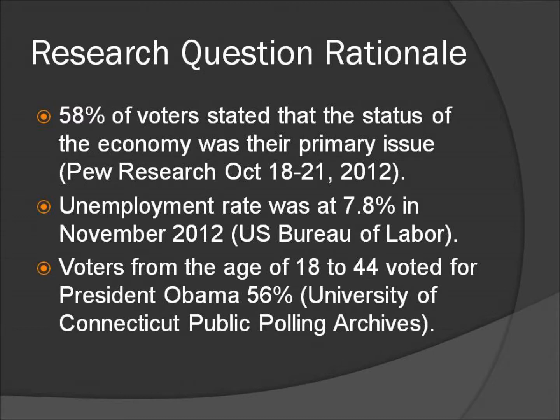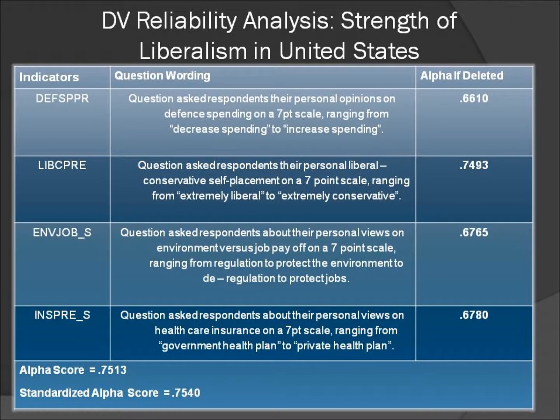to Governor Romney. Dependent variable reliability analysis. For our dependent variable, we constructed an index which looked at the strength of liberalism in the United States. Our indicators asked respondents their personal views on defense spending, liberal-conservative self-placement, environment versus job payoff, and healthcare insurance, which were all on 7-point scales. Depending on the respondent's answer would suggest that they are more liberal or more conservative. Our index gave an alpha score of 0.7513, suggesting that there is a high correlation between the indicators.